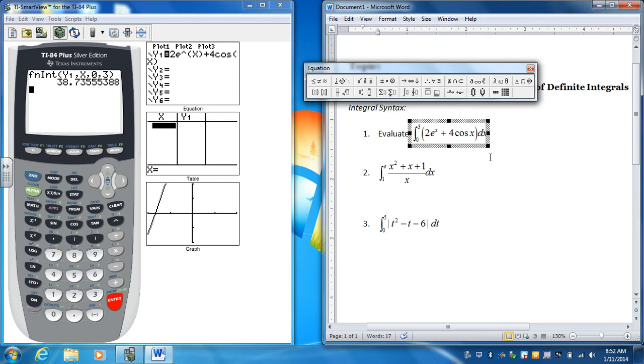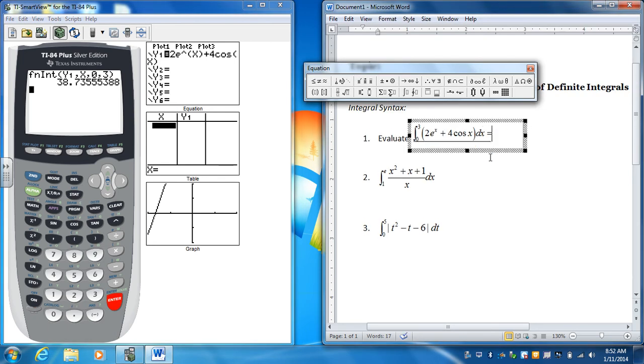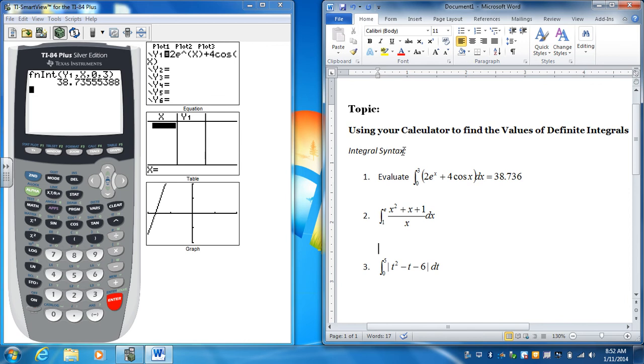So this integral would be equal to 38.736. You want to round to 3 decimal places. All right. So the syntax is you want to put the function integral, the location of your function, so y1, the variable that you're using. You're typically going to use x, and then you want to do your lower limit, and then comma your upper limit, and close your parentheses and hit enter.